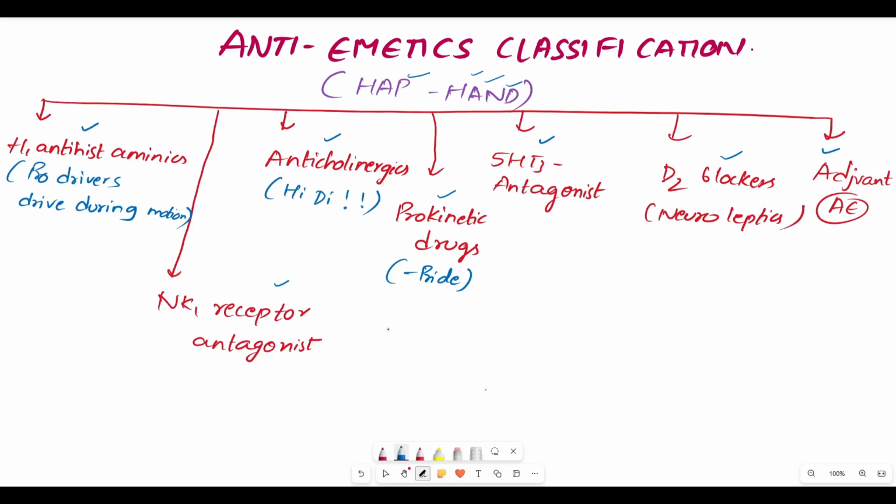And for the 5-HT3 antagonist, remember that these drugs will be ending with the term cetron. And for the adjuvant antiemetics, remember the trick as DBDN. And for the D2 blockers, remember it as promazine or perazine. And for the NK1 receptor antagonist, remember it as A-PrEP. Now by using these tricks, let's try to write the examples under each.